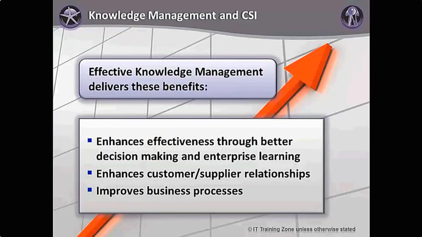Effective knowledge management delivers the benefits you can see here. Enhances the organization's effectiveness through better decision-making, enabled by having the right information at the right time, and facilitating enterprise learning through the exchange and development of ideas and individuals. Enhances customer and supplier relationships through sharing information and services to expand capabilities through collaborative efforts. And improving business processes, sharing lessons learned, results, and best practices across the organization.